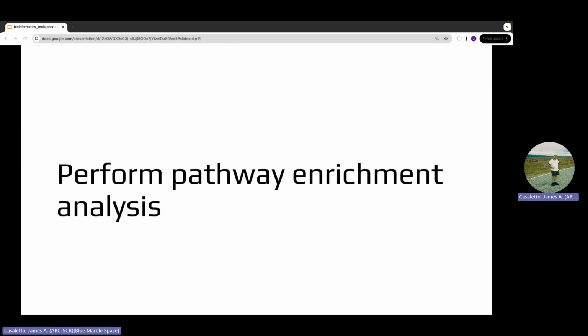So in this section, we will perform pathway enrichment analysis, which is a particular type of gene set enrichment analysis. This is one technique which will answer the question, now that I have a list of interesting genes, what do I do?